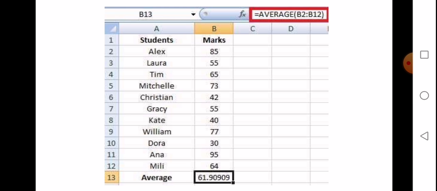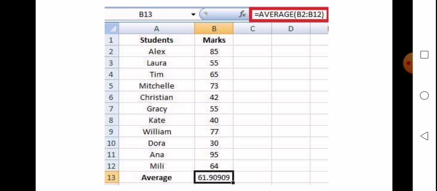Okay. One of the most used statistical functions in Excel is the average. So calculating the average in Excel is much simpler than it was in school. So simply use the average function and select the range which needs to be averaged.